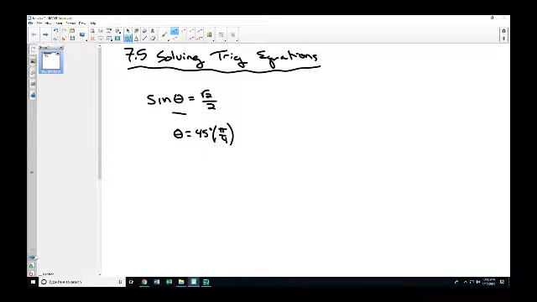The calculator version comes into play when you have a non-unit circle value, for instance. Do you remember how to use it? Let's try that. Solve that equation. 0.65 is not on the unit circle. Do you remember how to do that? Sine of 0.65.